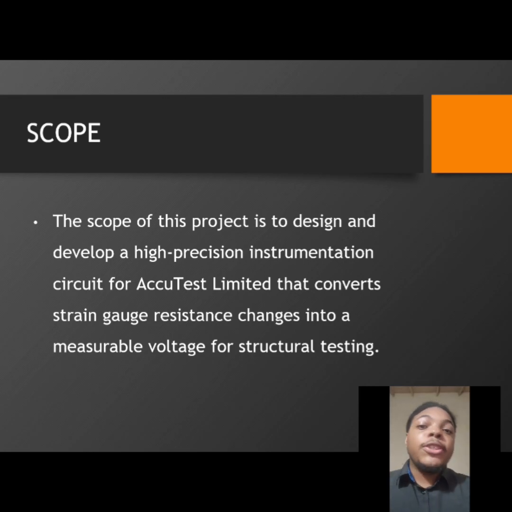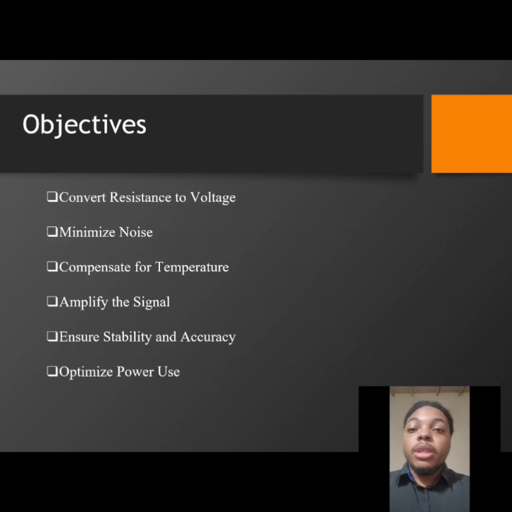Now, we have 6 objectives for this project. The first one being to convert resistance into voltage. So we must design the circuit to turn strain gauge resistance changes into a measurable voltage. Our second objective is to minimize noise. So we must filter unwanted electrical noise and environmental interference. Our third objective is to compensate for temperature. So we must ensure the circuit works accurately despite any temperature changes.